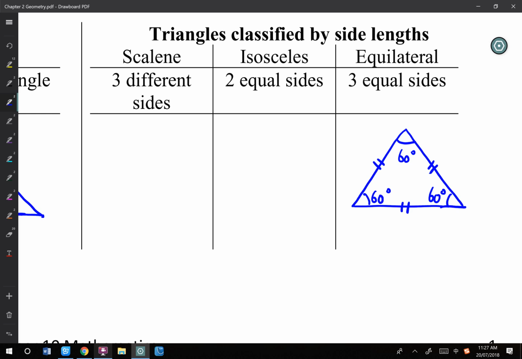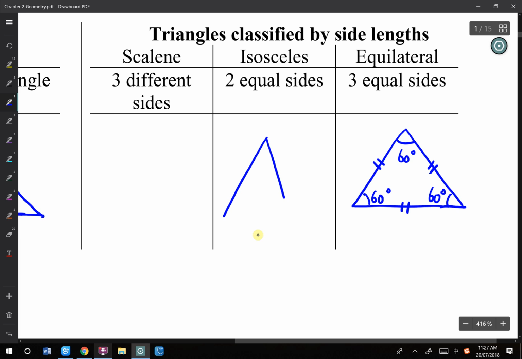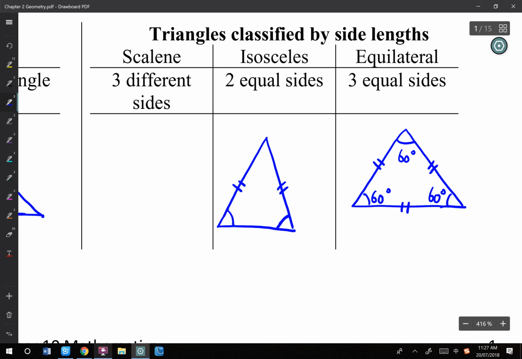An isosceles triangle has two equal sides. I can have that, so this angle will be the same as this angle. But I don't know the size of the angle now. Only two angles are the same.